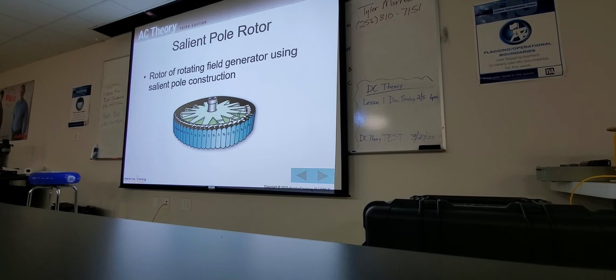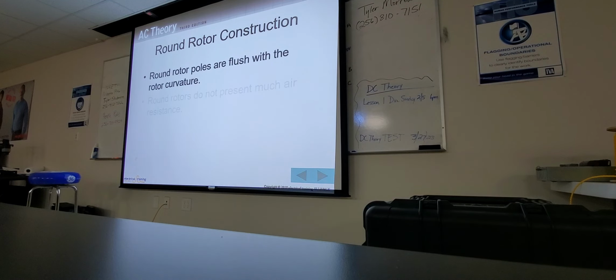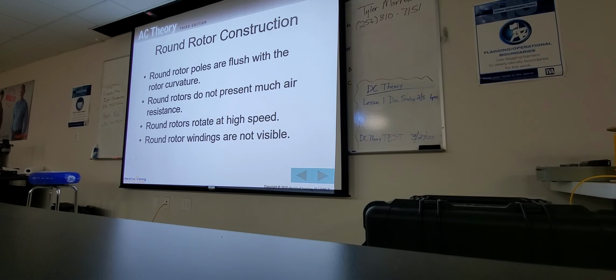Now here's the rotor of a rotating field generator using the salient pole construction. Round rotor construction: the round rotor poles are flush with the rotor curvature. Round rotors do not present much air resistance, rotate at a high speed, and the round rotor windings are not visible.